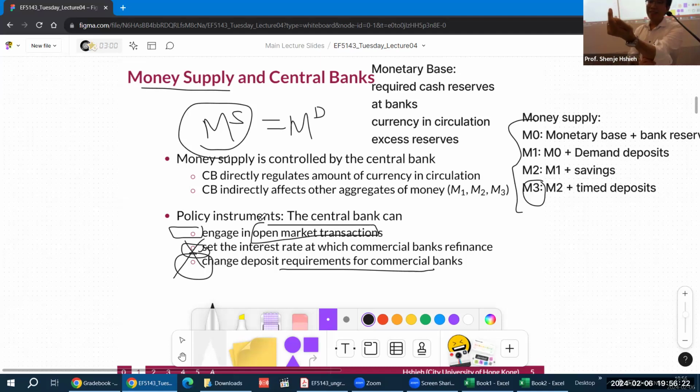This is not entirely accurate, but for the sake of this class, I think it's still a reasonable assumption so that you can understand how exchange rates move.